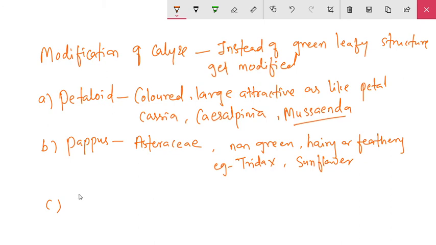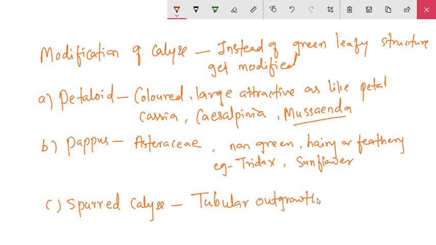The third one, that is the spurred calyx. Okay. The spurred calyx means what? When the sepal from its base produces a tubular outgrowth. Okay. Instead of the normal structure, it produces a tubular structure or tubular outgrowth, and that is called the spur. Okay, and that calyx is known as the spurred calyx.